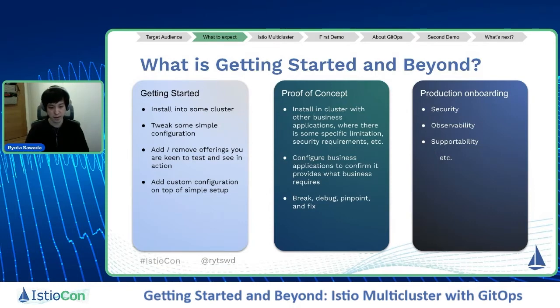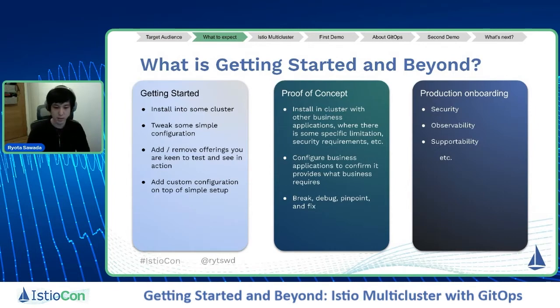The proof of concept phase is about getting real use of Istio. So you would probably set up a cluster with your business applications alongside Istio and see how they work together. There are some specific environmental or security requirements you would have, and you need to take them into consideration at this point. And also at this stage, purposely or not, you'll face something breaking or just not working as expected, and you would want to be able to debug, pinpoint, and fix as necessary.